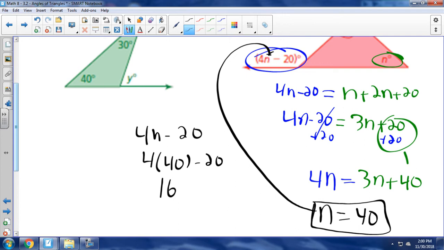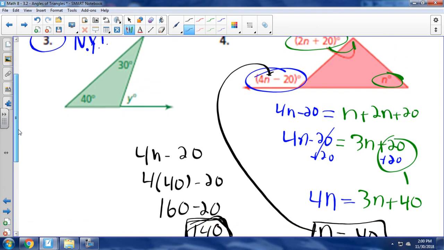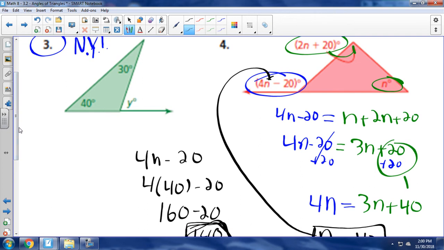So 4 times 40 is 160, and subtract 20 from that is 140. That's our actual answer for the exterior angle of this triangle. We could find the other angles too, but for example this angle, if n is 40 right here, then we have 40, we have 80, plus 20, we have 100 degrees. That's what this angle is.